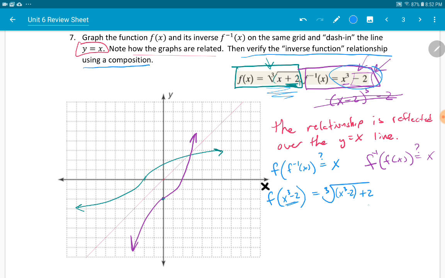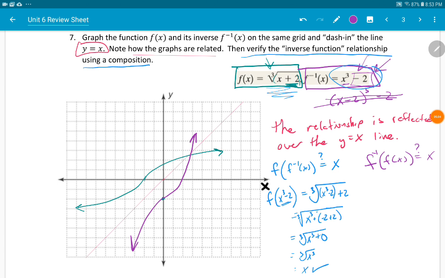All right, now to evaluate this, looking under the radical, I can move that parenthesis around with addition, because addition is associative, so I can change the order to be plus a negative 2 plus 2, and that becomes the cubed root of x cubed plus 0, which is the cubed root of x cubed, which is just x, and that's my check.